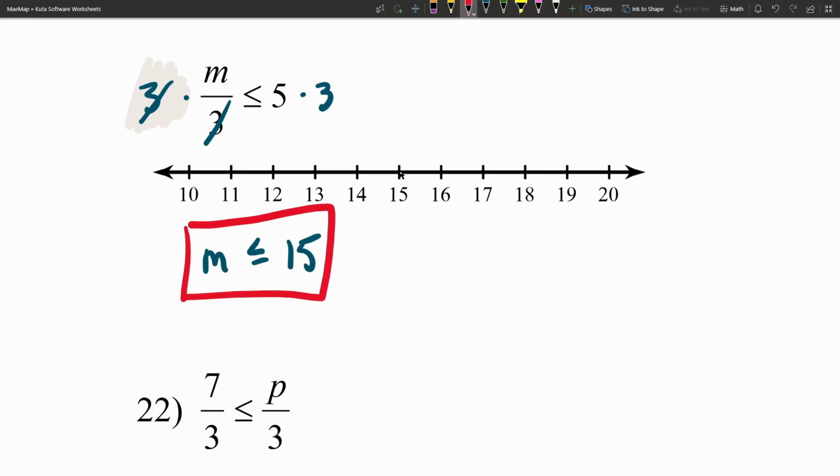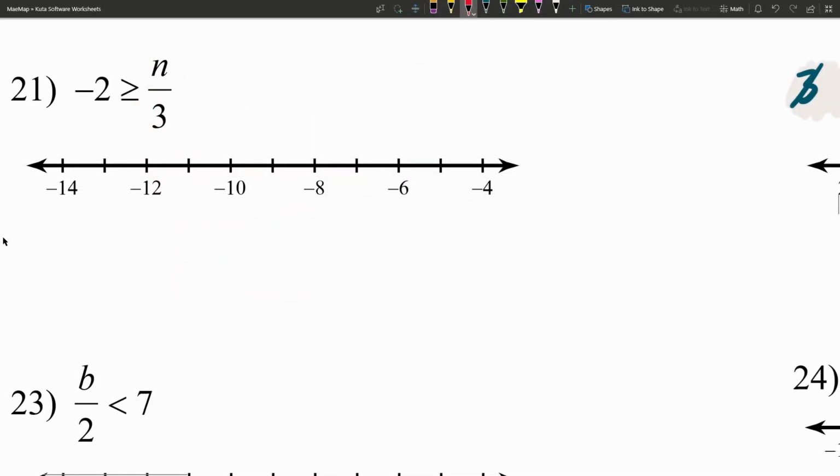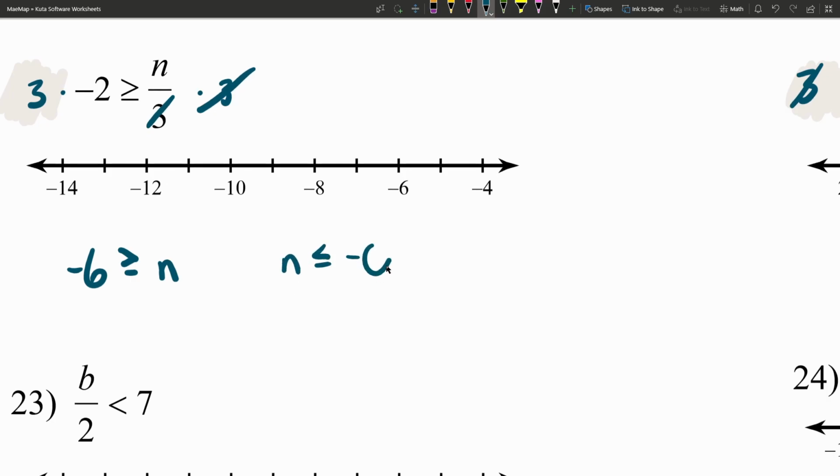So I'm going to locate 15, circle it, shade it in, and shade everything to the left because m is less than or equal to 15. For number 21, negative 2 is greater than or equal to n over 3. Multiplying both sides by 3, we'll get that negative 6 is greater than or equal to n. Or I can rewrite this as n is less than or equal to negative 6. Either way is perfectly fine.